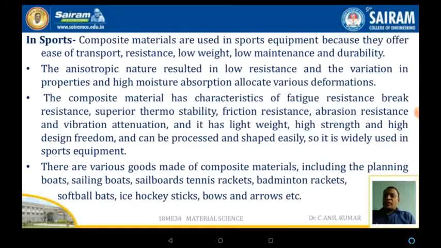Applications in the sports field. Composite materials also have application in the sports industries, especially the rackets or even the bats which are fabricated using them. The boards, the rackets, even the badminton rackets, or the softball bats, skis, bows and arrows are fabricated using composite material technology.